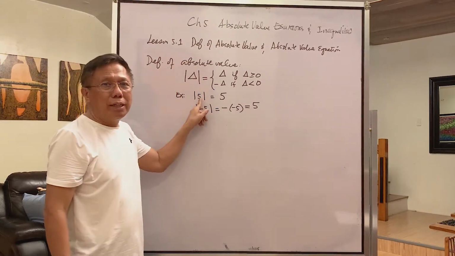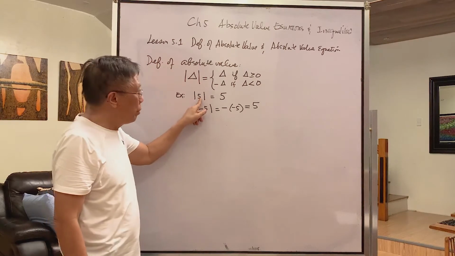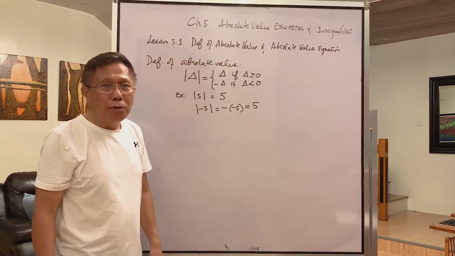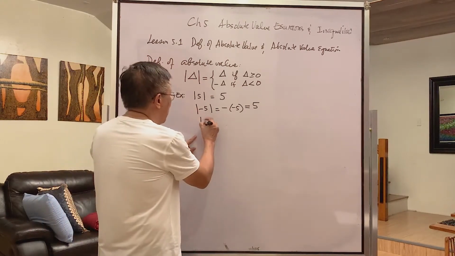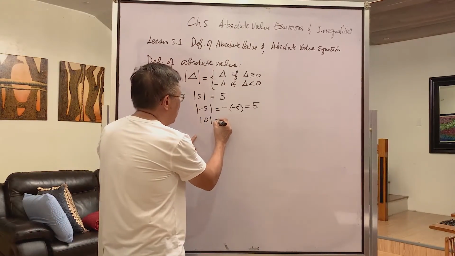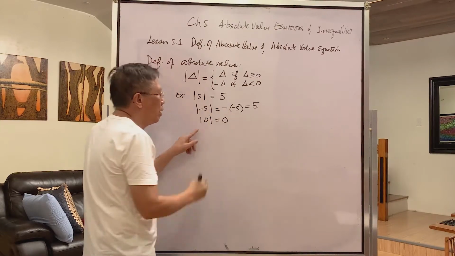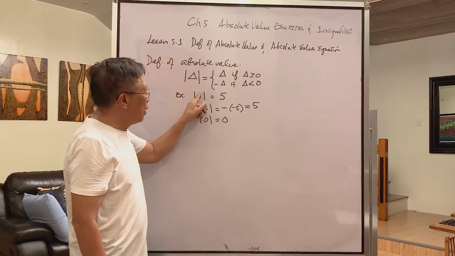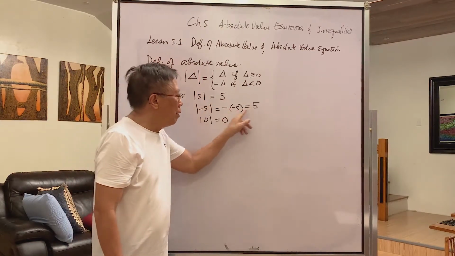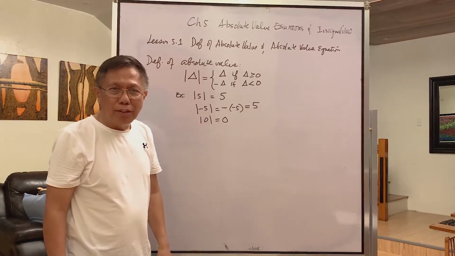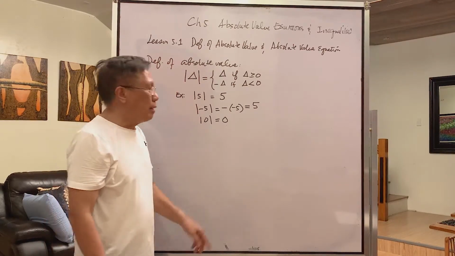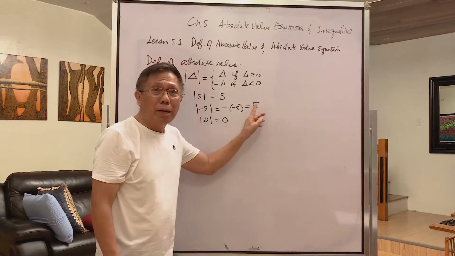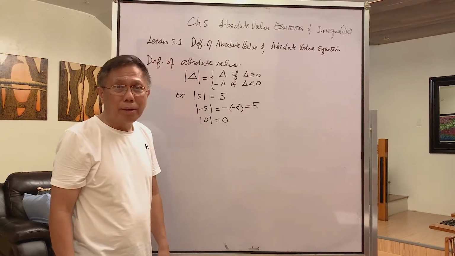Are we saying therefore that the absolute value of a number is always positive? No, because we have the 0 here. Absolute value of 0 is 0. And I can say that the absolute value of a number will be non-negative. That is, it will be either 0 or a positive number.